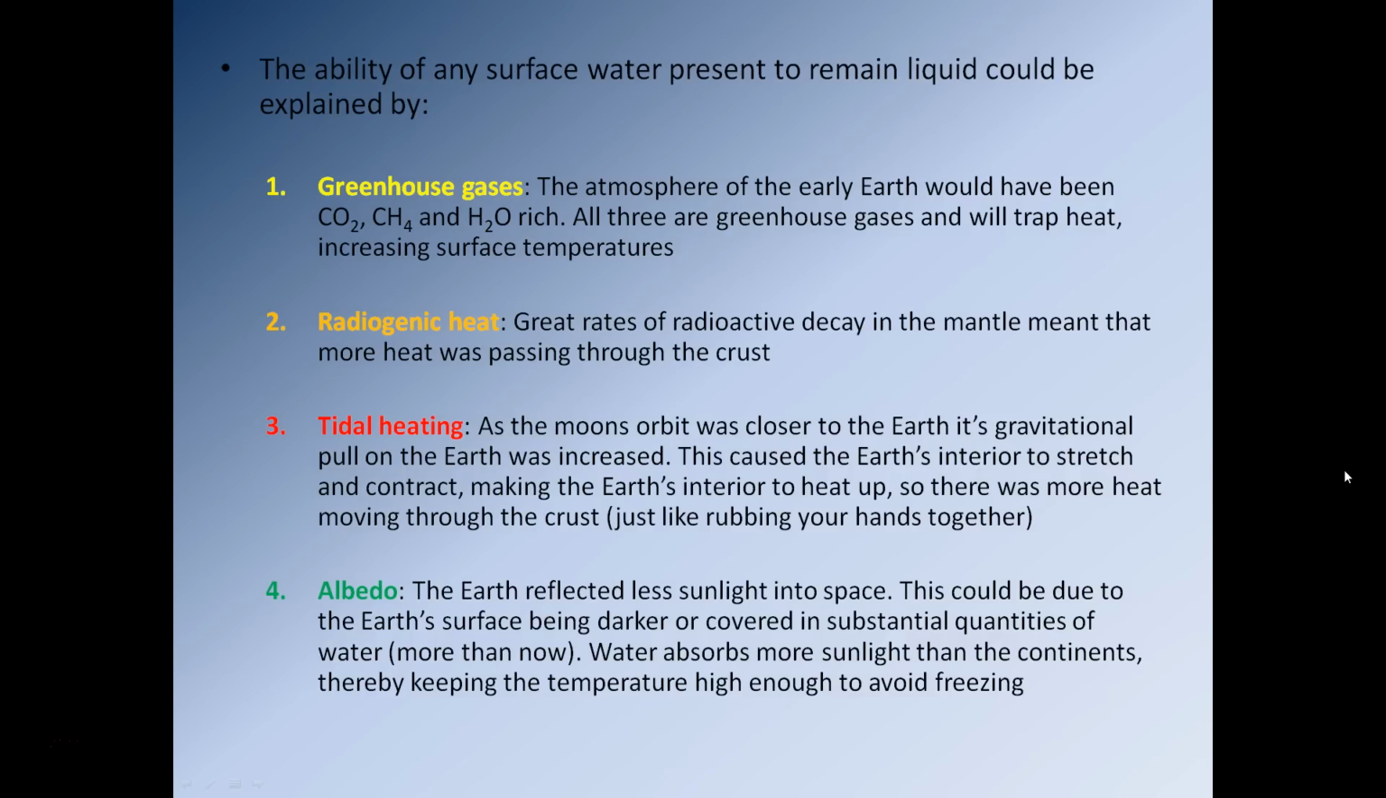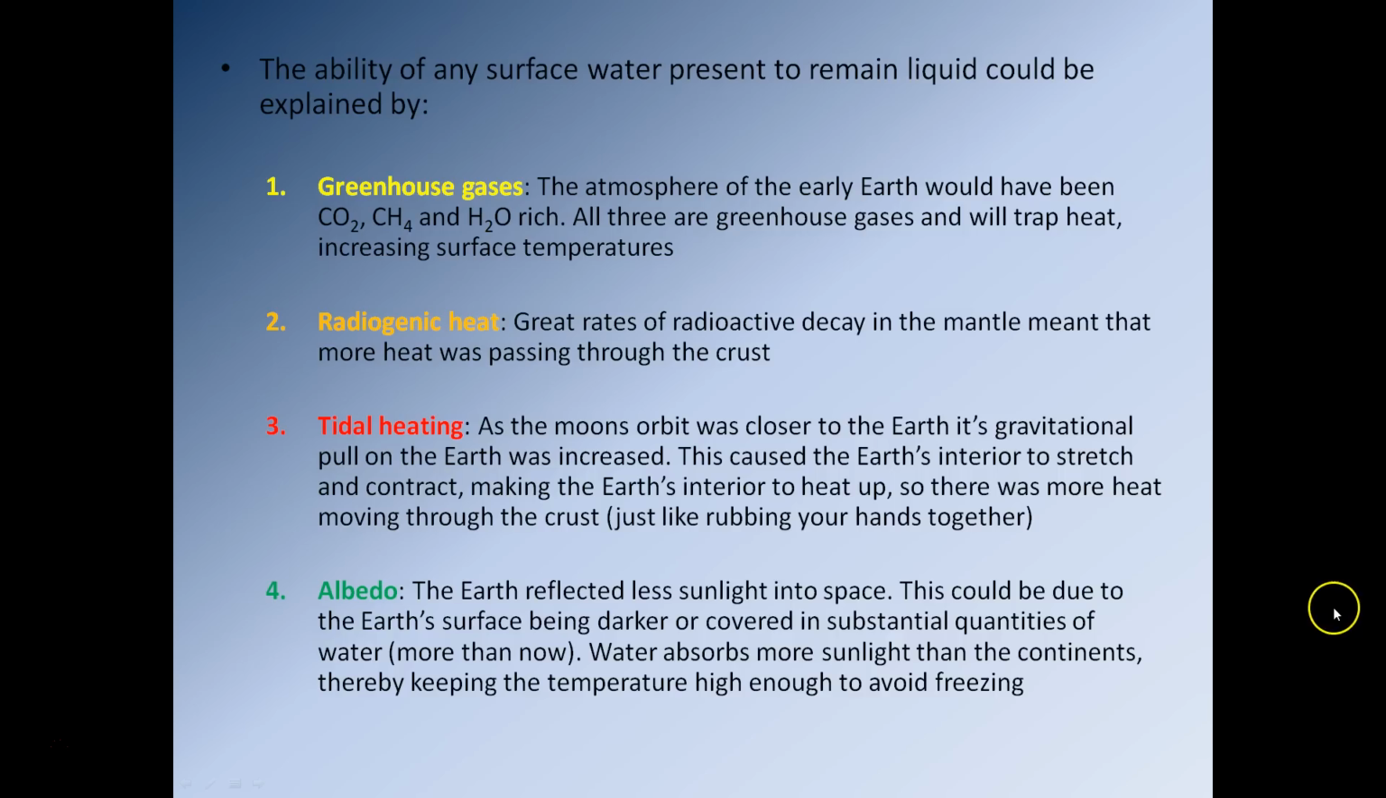And then finally, the final possibility is albedo. Essentially, that's a measure of how light or dark the Earth's surface is. So the lighter the Earth's surface is, the more sunlight would be reflected into space, and therefore the more solar energy would be lost, and therefore the colder the surface of the Earth would have been. So what we would really want at this period is for the Earth's surface to be very, very dark, because that would mean that more solar radiation would be absorbed. That means more of the heat would be retained, and therefore the Earth's surface would be warmer than we would have expected.